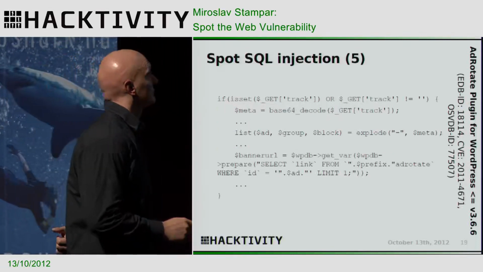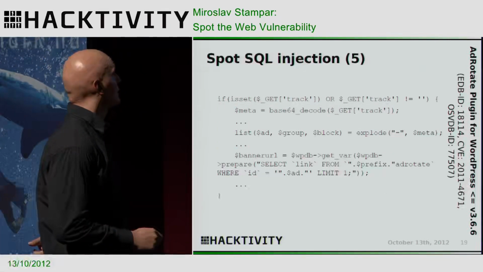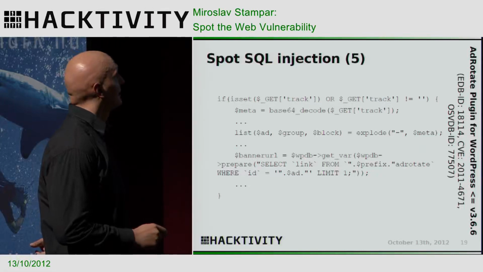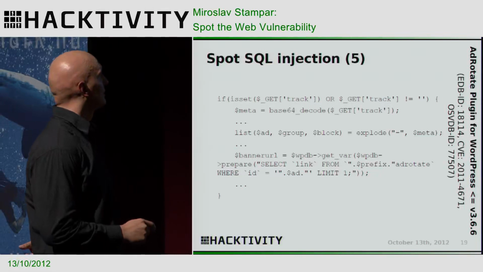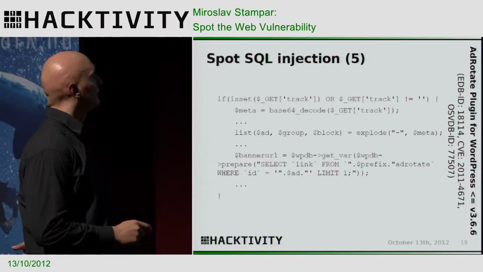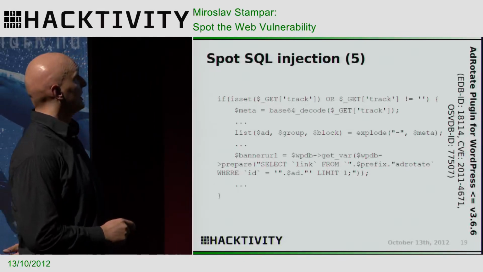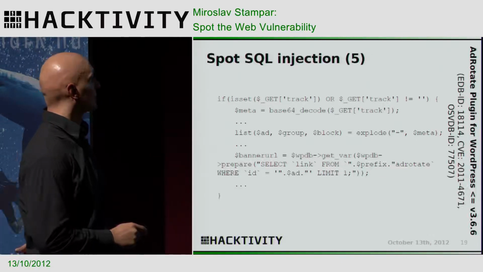This is one of also obscure cases. This was fine by me. At the first look, it appeared to be unexploitable. So the web application developer used some base 64 encoding of the GET parameter value track.